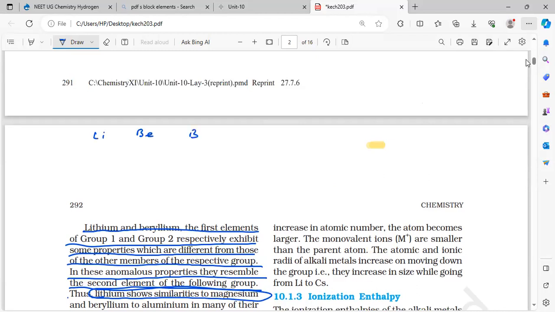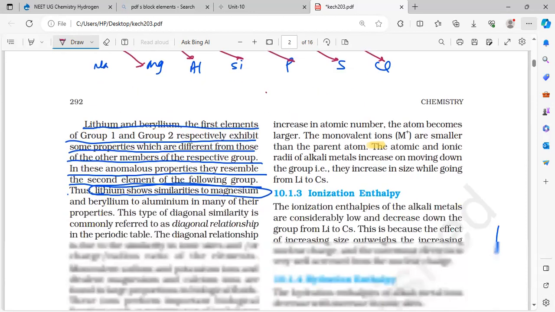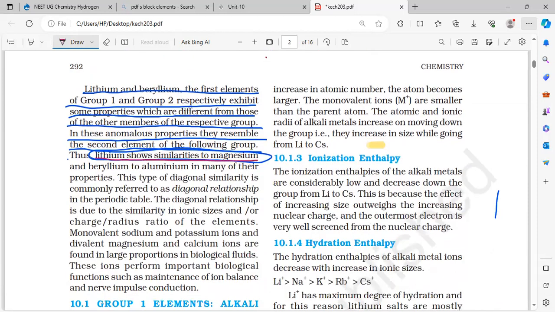Lithium, beryllium, boron, carbon, nitrogen, oxygen, fluorine in period 2. Sodium, magnesium, aluminum, silicon, phosphorus, sulfur, chlorine in period 3. So how does it represent the different properties? Lithium will have similar properties to magnesium, beryllium to aluminum, boron to silicon, like the size. Lithium shows similarities with magnesium, beryllium with aluminum, in many of their properties. These types of diagonal similarities are commonly referred to as the diagonal relationship.